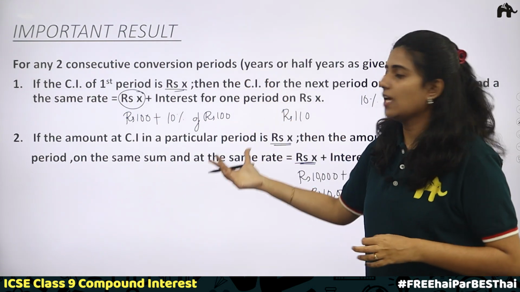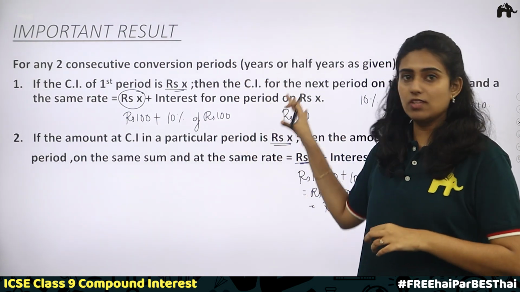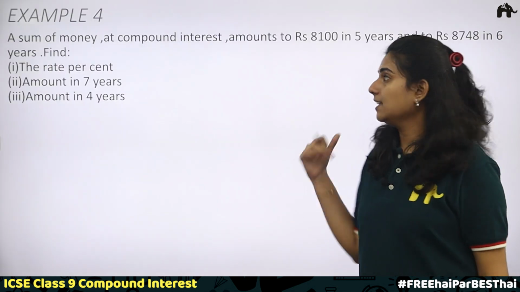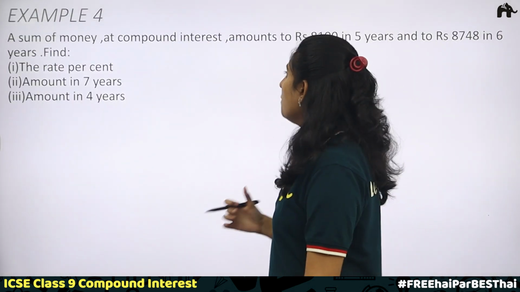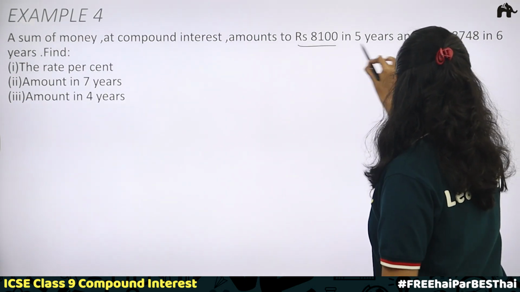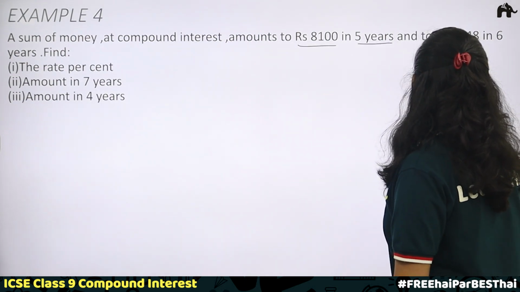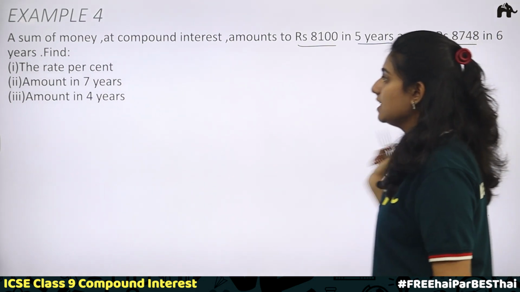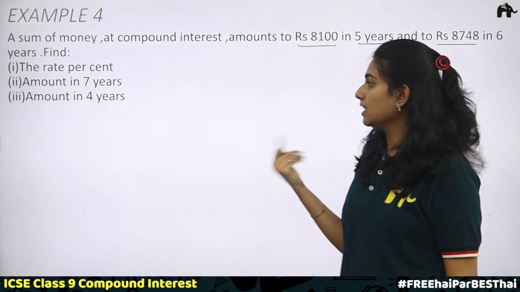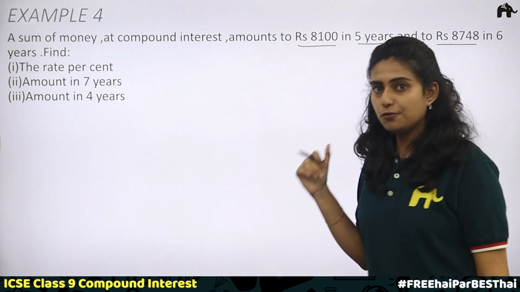This is just a case we have considered for consecutive years. If it is consecutive half years also, the same thing can be used. Let us take this example. A sum of money at compound interest amounts to rupees 8,100 in 5 years and to rupees 8,748 in 6 years. Find the rate percent, second, the amount in 7 years, and third, the amount in 4 years.